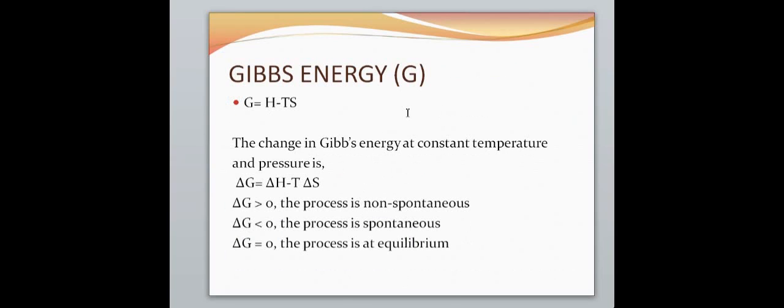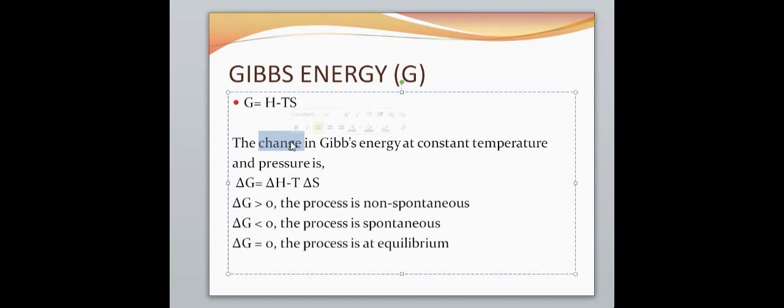Coming to another very, very important term in chemical thermodynamics, that is Gibbs energy. Gibbs energy is denoted by letter G, which gives a relationship between two important thermodynamic properties, that is enthalpy and entropy, H and S. So, how are they related? Gibbs energy is nothing but the difference between enthalpy and the product of temperature and entropy, that is T and S. The change in Gibbs energy at constant temperature and pressure is given by this equation: delta G is equal to delta H minus T delta S. So temperature is kept constant.